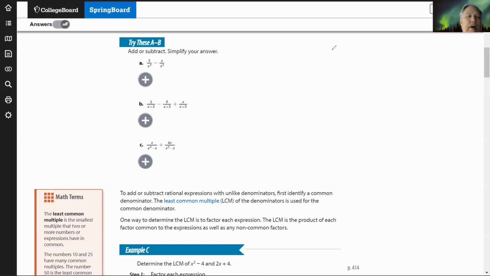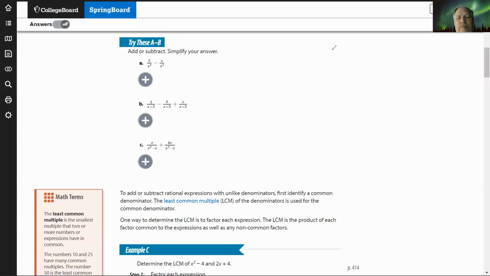To add or subtract rational expressions with unlike denominators, first identify the common denominator. The least common multiple of the denominators is used for the common denominator. One way to determine the least common multiple is to factor each expression. The least common multiple is the product of each factor common to the expression, as well as any non-common factors.